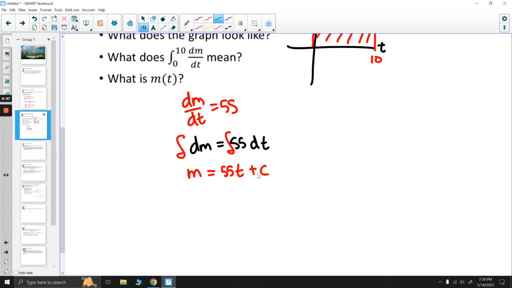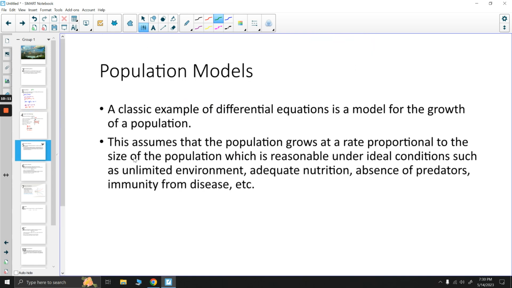And one of the things that we've just done here is something we're going to talk about in a little bit: solving this as a separable differential equation. Notice we separated these dm and dt and then integrated both sides. We're going to come back to that.